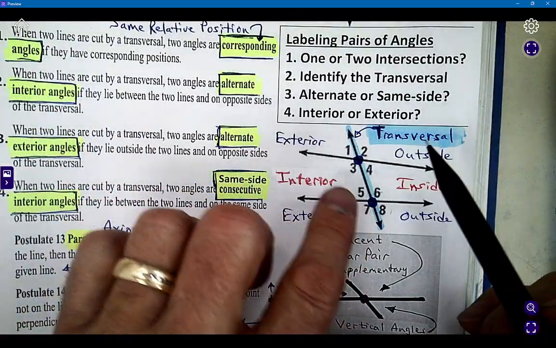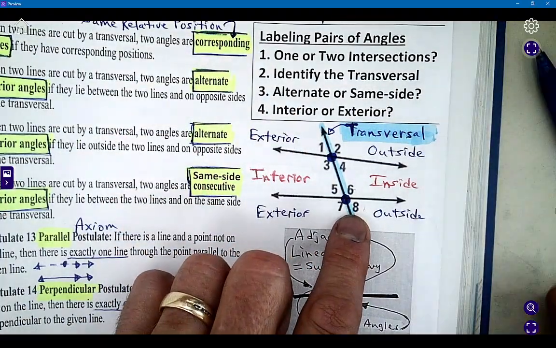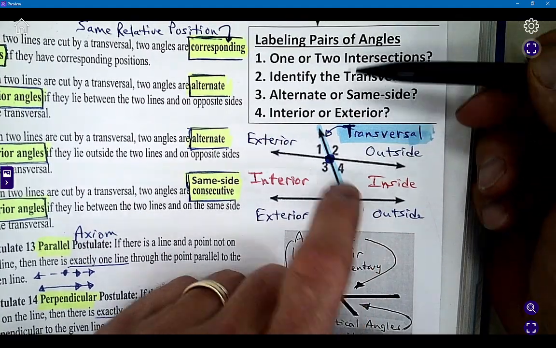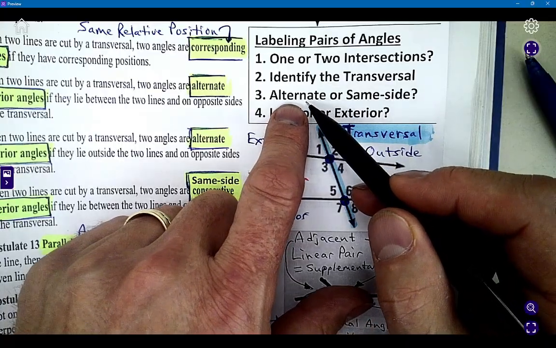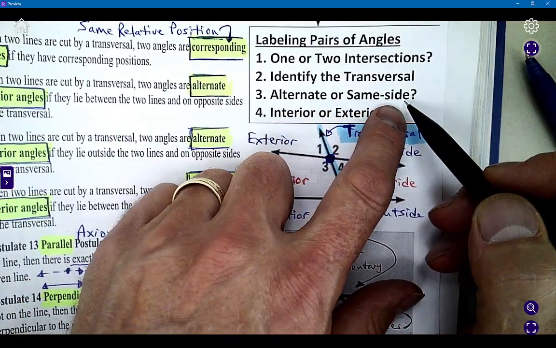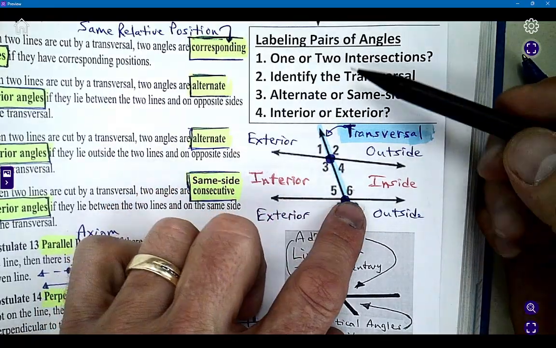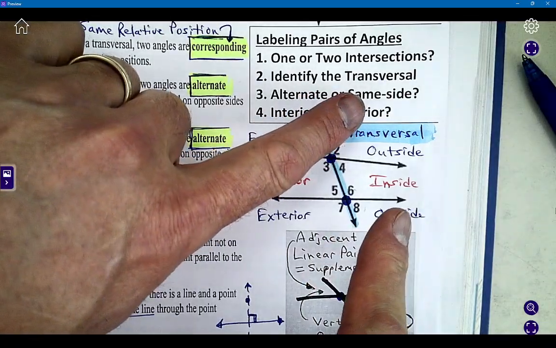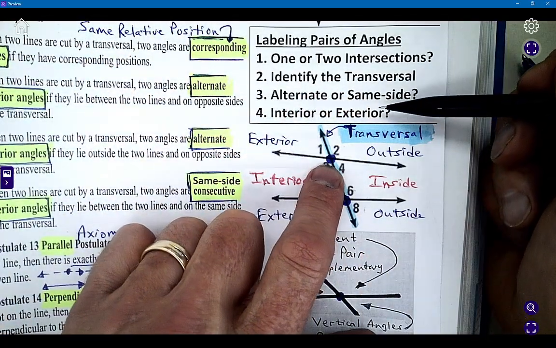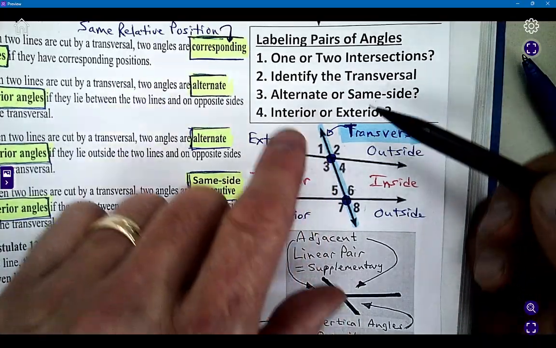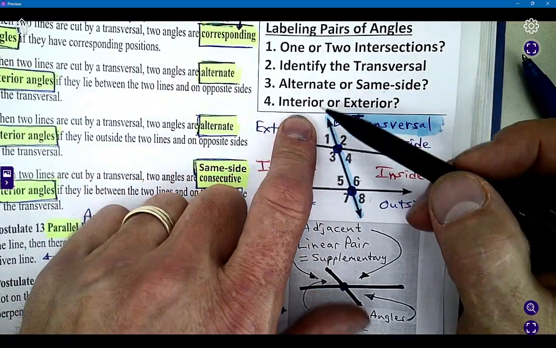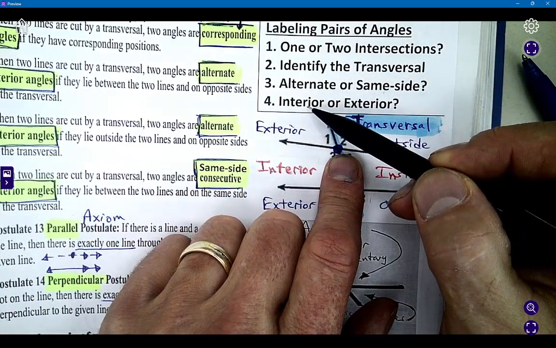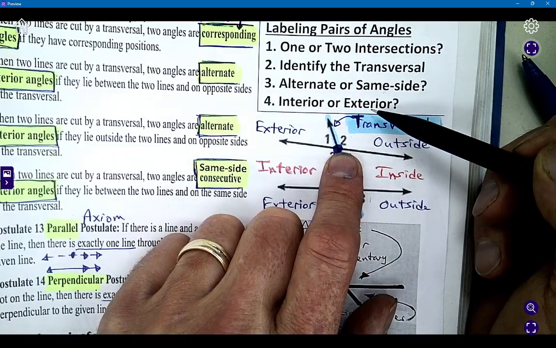Okay, so let's pick angles 2 and 6 that we started out with before. So we're asking ourselves, are they on alternate or are they on the same side of the transversal? And angles 2 and 6 are both on the right side of the transversal, so therefore they're same side. And then we ask the question, each individual angle, is it interior or is it exterior?